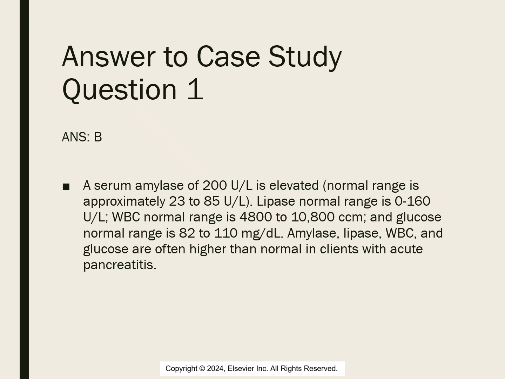The answer here is B as in boy. A serum amylase of 200 is elevated. The normal range is approximately 23 to 85. This is why it's important to understand your lab values. We can see that the lipase is in a normal range, the white blood cell count is in a normal range, and glucose is in a normal range.